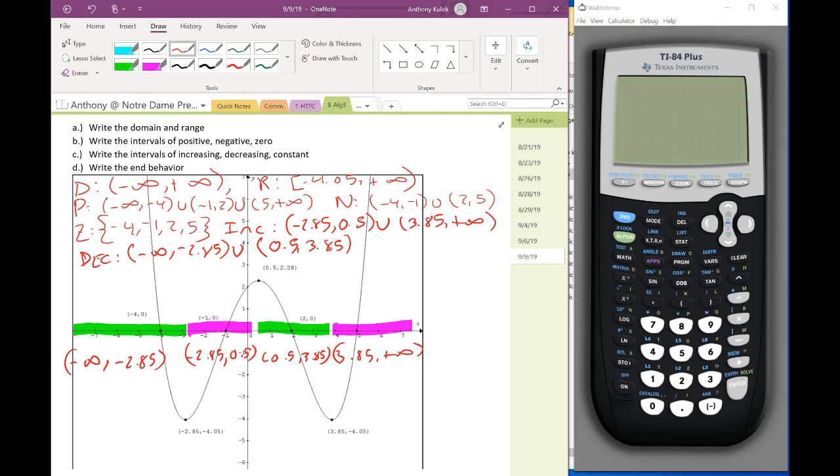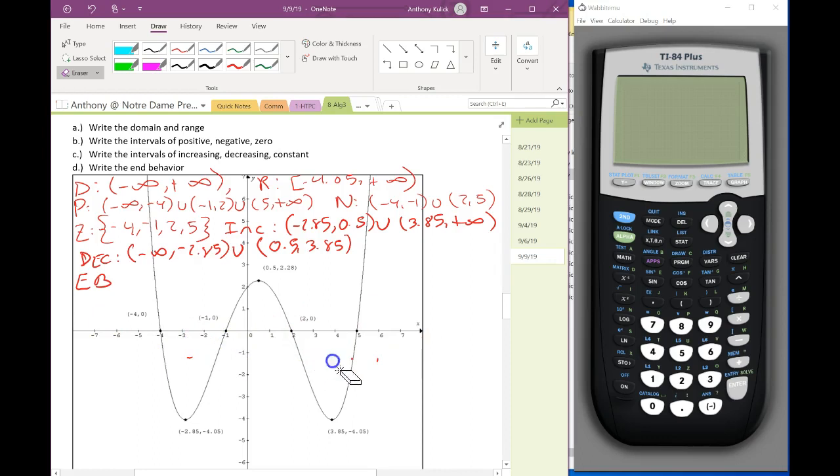And there's no constant parts of this graph, obviously, right? There's no flat sections. So the last thing is to write the end behavior. Remember, the end behavior is describing what the ends of the graph are doing.